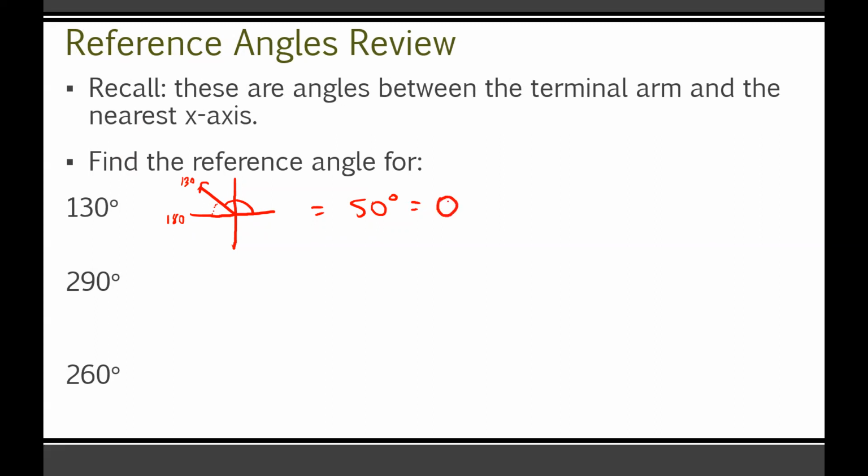And remember, for a reference angle, we just use this little theta symbol. That's what it's called, theta, just by the way, with a little r next to it. That means a reference angle. Theta is used for angles. Little r means reference angle. Anyway, let's do this next one, 290 degrees.